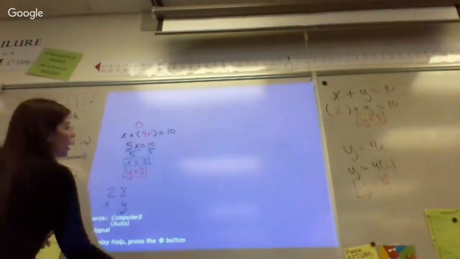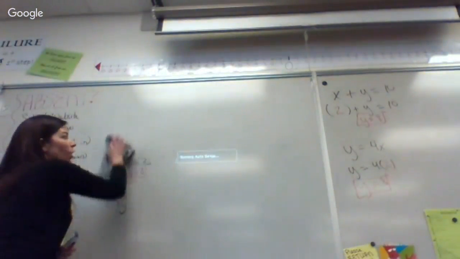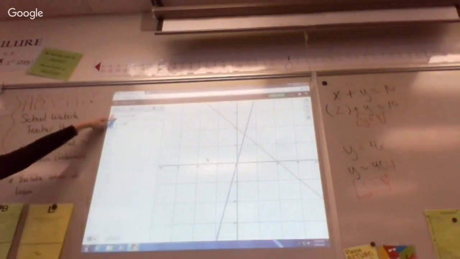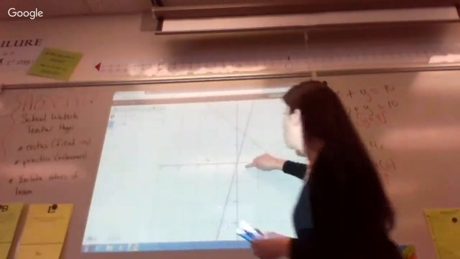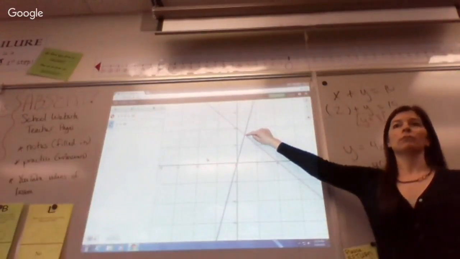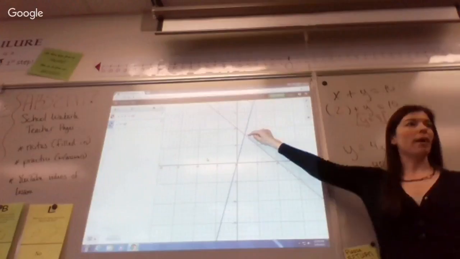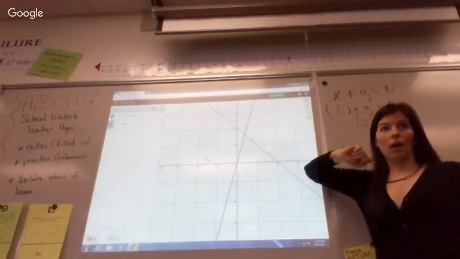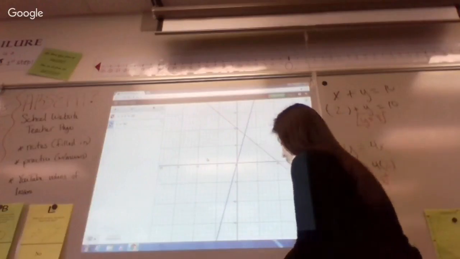Then we check, which you'll be doing with the Chromebook on your next couple of problems. I just want to do this one with you. I put in x plus y equals 10 and y equals 4x. And lo and behold, they intersected at what point? 2, 8. So I did all my math correctly. Okay? All right, so there is your digestion review.